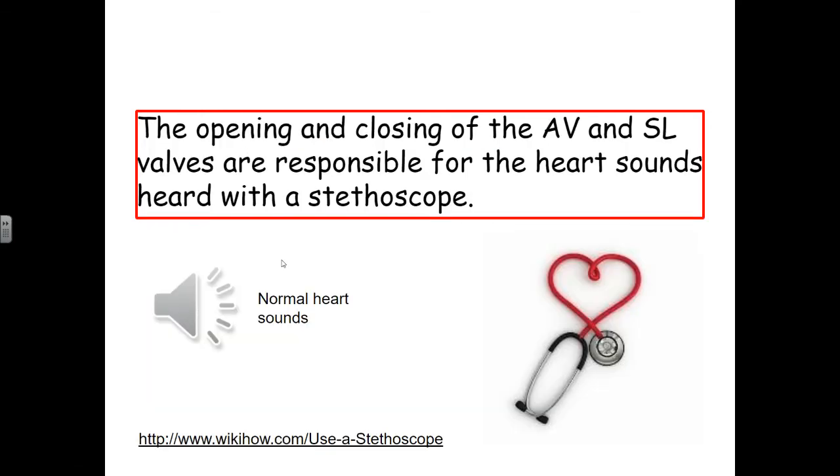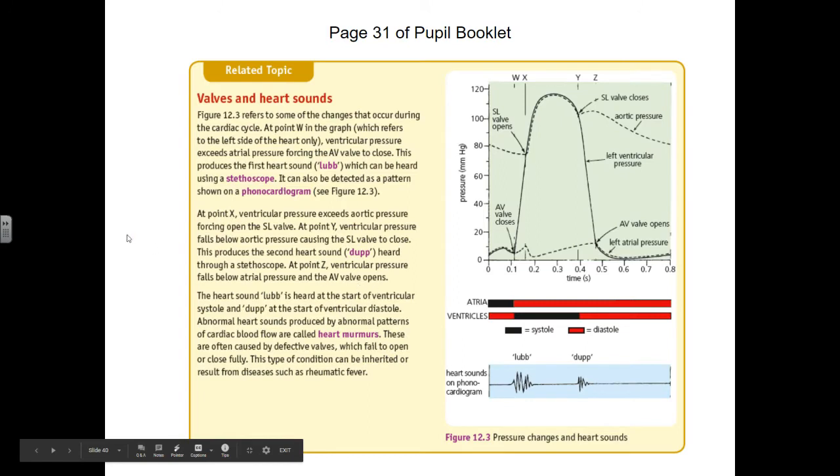The opening and closing of the AV and SL valves, you can actually hear. It's very cool on what's called the Doppler to hear this under occluded flow. So you can hear it with a stethoscope as well. So you can click on that link and have a go. There is a page in your booklet that asks you to describe, using figure 12.3, the lub and the dub and heart murmur. So the information is here.